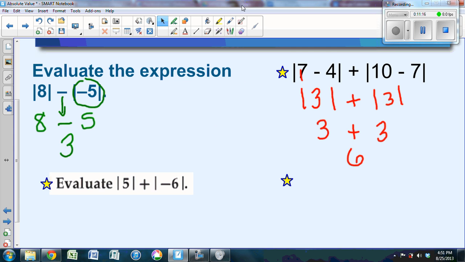Okay. Evaluate absolute value of 5 plus the absolute value of negative 6. The absolute value of 5 is positive 5. The absolute value of negative 6 is positive 6. 5 plus 6 is 11.